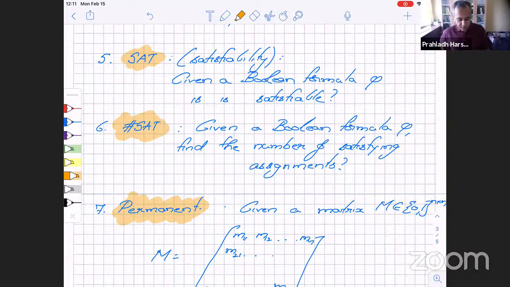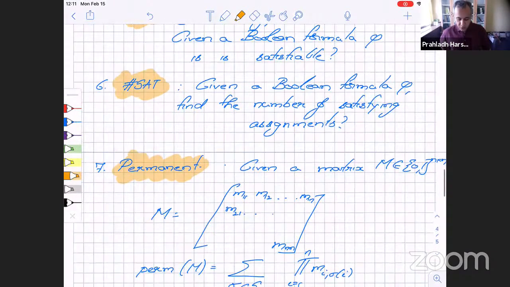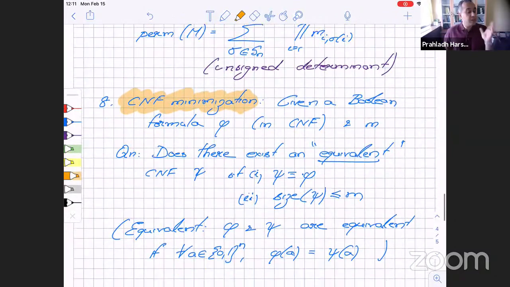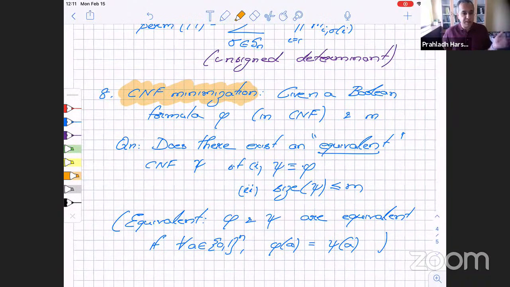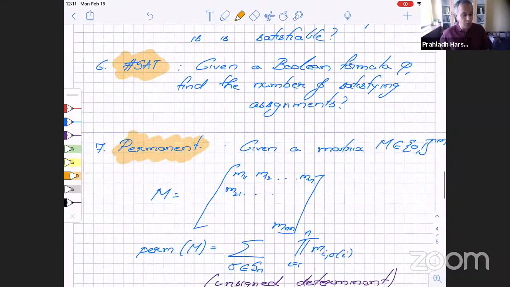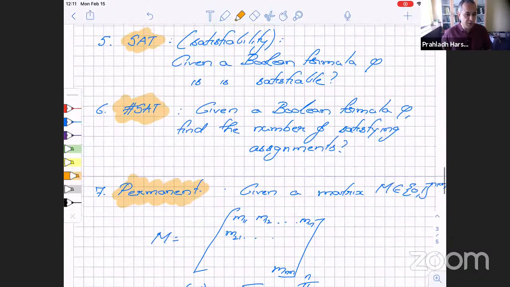So I give you a DNF and I ask you if it's satisfiable. That's an easy question. Ask you, is it not satisfiable? Actually, we don't know how to solve this. And if you stare at it enough, this happens to be equivalent to the SAT problem that we mentioned over here.